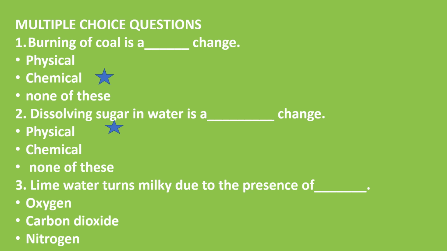Question number 3. Lime water turns milky due to the presence of oxygen, carbon dioxide, or nitrogen. Lime water turns milky, the color changes to white, due to the presence of which gas? The correct answer is carbon dioxide. Due to the presence of carbon dioxide, lime water turns white or milky.